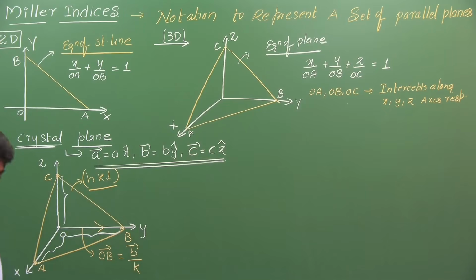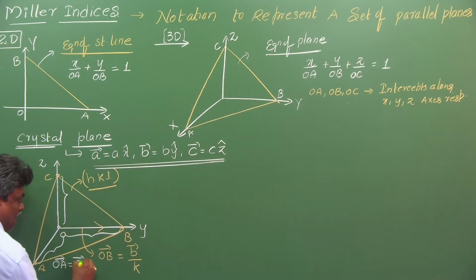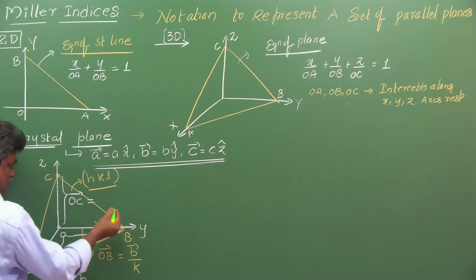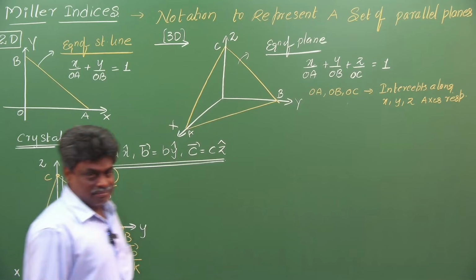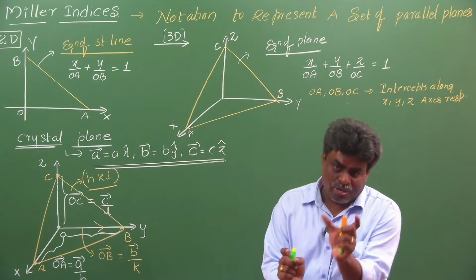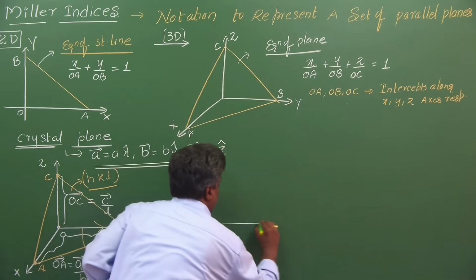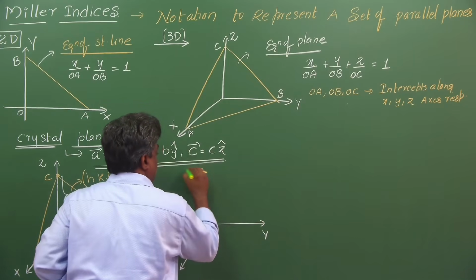Still not understanding? One more. This is OA bar. OA bar equals, this is the x-axis parameter, a bar by h. And next this one, OC bar equals c bar by l. We don't want vectors, we want only magnitudes. That's why, one more time, wait a minute, x, y, z.